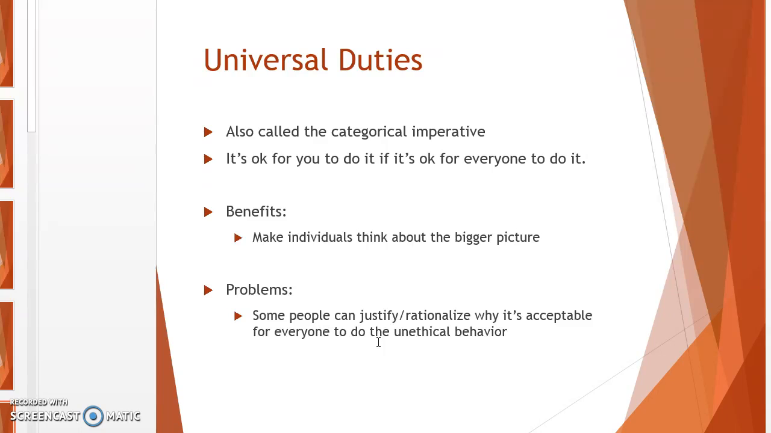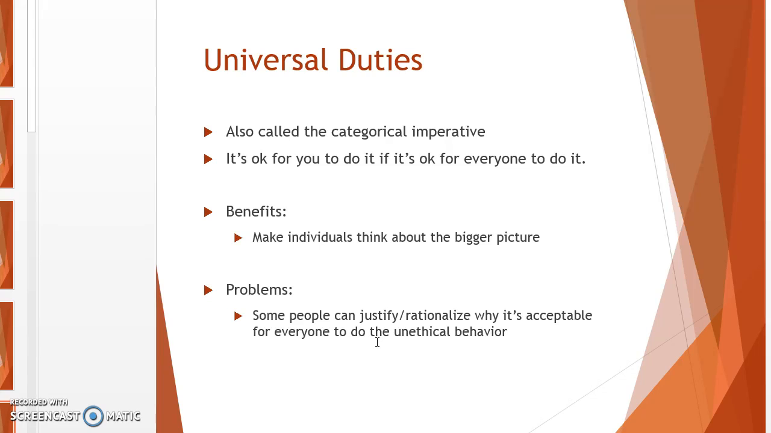Universal duties. This is Immanuel Kant, which you don't need to know, but it's also called the categorical imperative. I really like this one because many people rationalize that the reason it's okay for them to do something wrong is because it's just them. It's just this one time. I'm taking money just this one time. Nobody will notice it. I'm breaking the law just this one time.